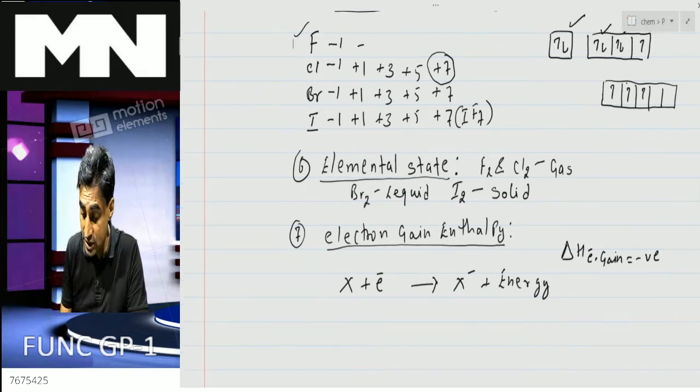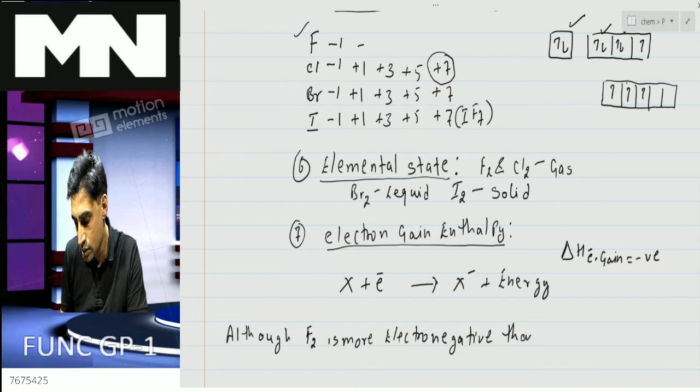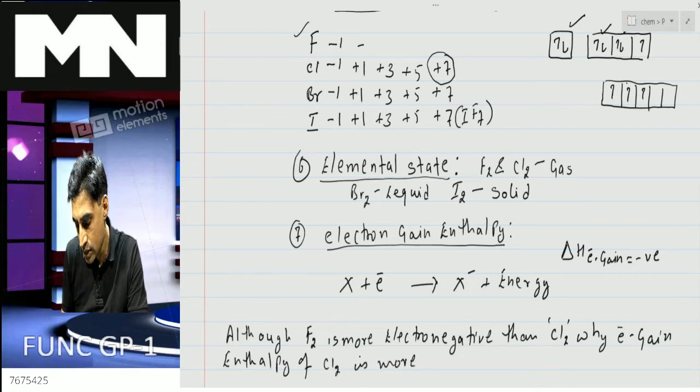We'll see why it happens, and this is quite a prominent question which is asked many a time: although fluorine is more electronegative than chlorine, why is the electron gain enthalpy of chlorine more negative?